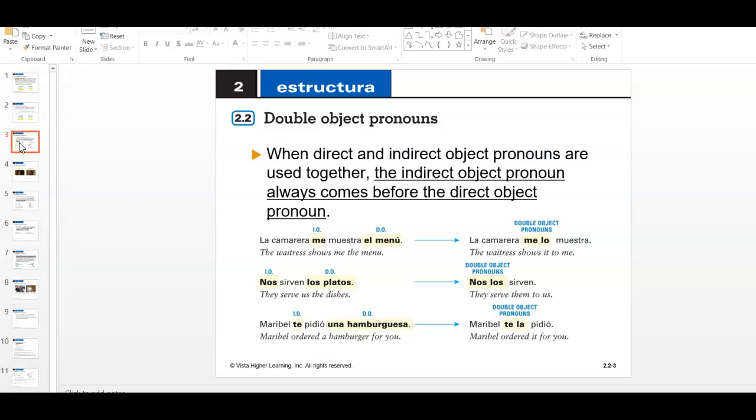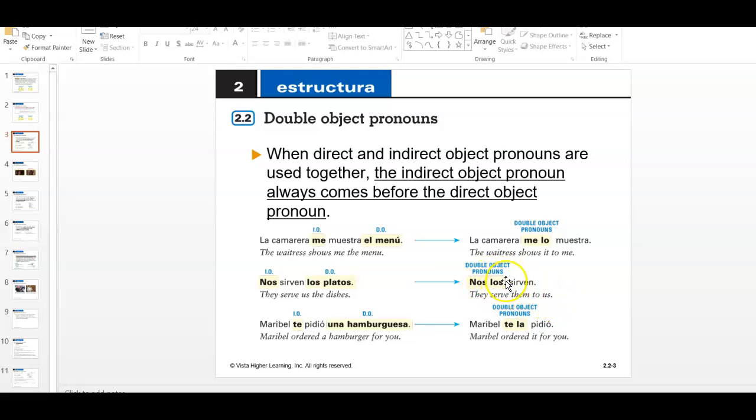When direct and indirect object pronouns are used together, the indirect object pronoun always comes before the direct object pronoun. So remember, these refer to people, and this refers to the thing. All right, here's another example. Nos sirven los platos. How do I know it's they? Because it has en. So they served us the dishes. I'm talking about the plates, like what you ordered. All right, they served them to us.